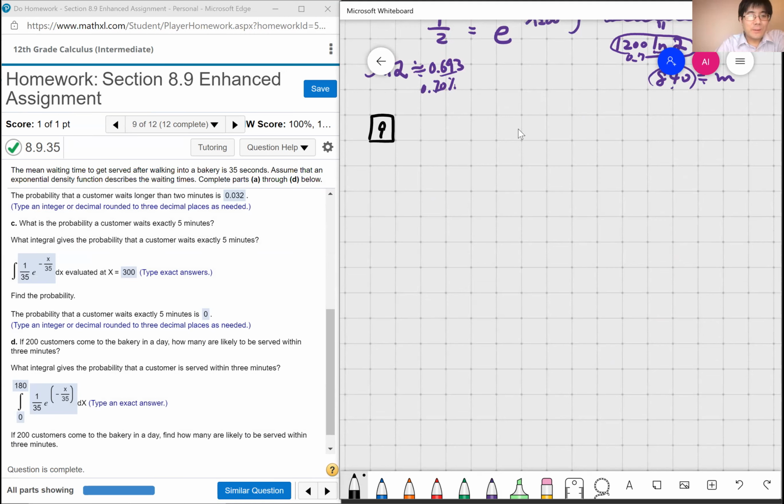The mean waiting time to get served after walking into a bakery is 35 seconds. Assume that an exponential density function describes the waiting time. Complete part A through D below.